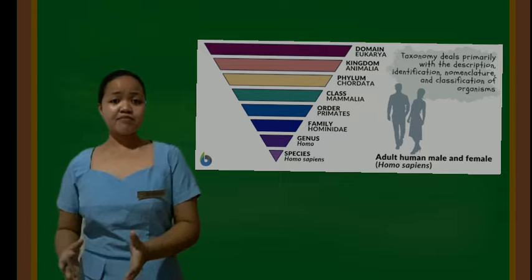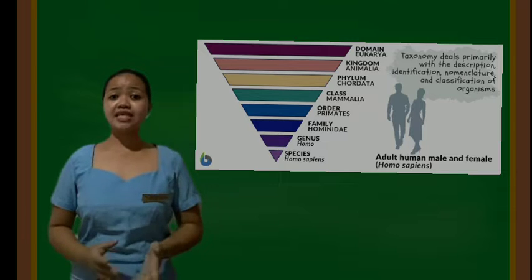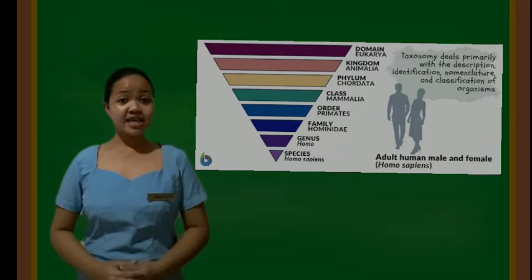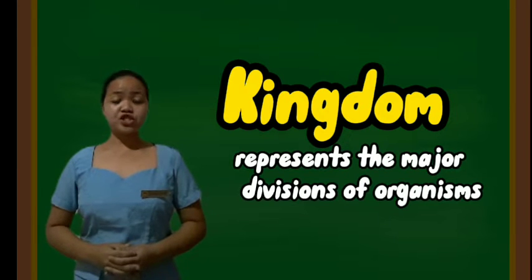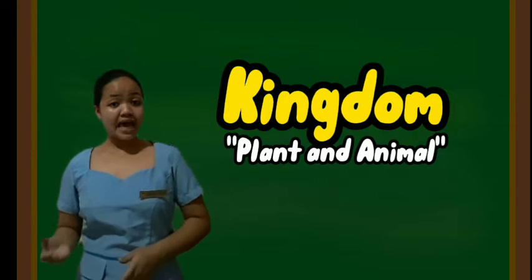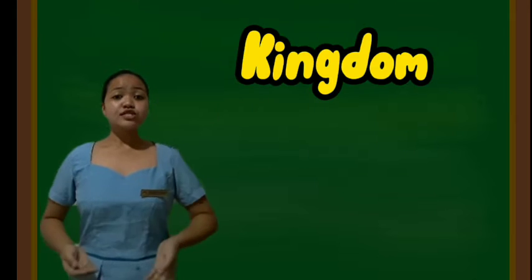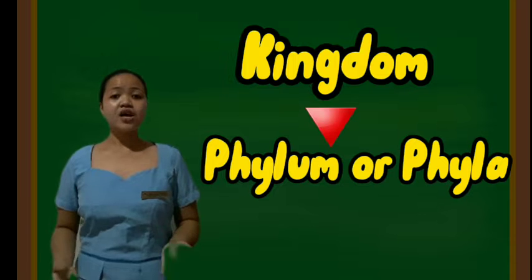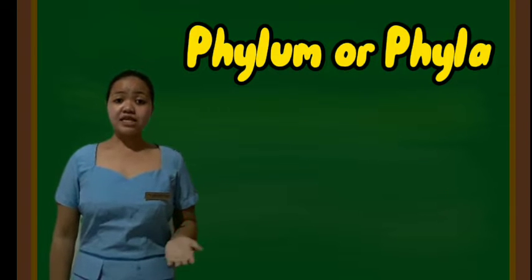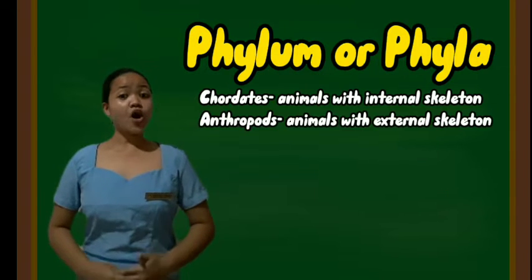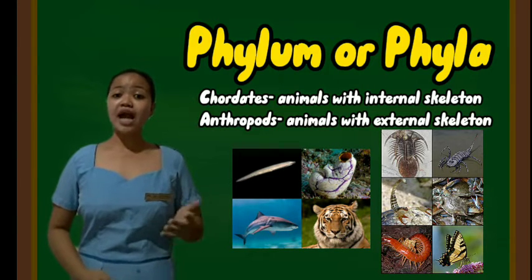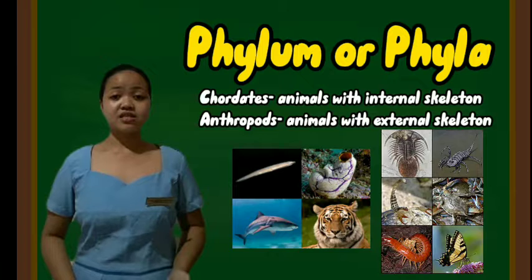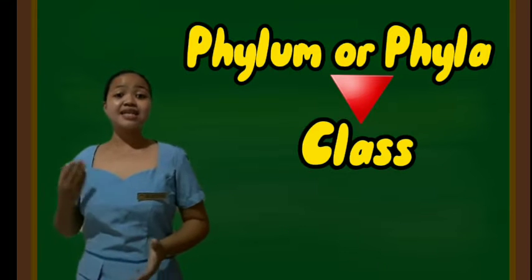The highest level of classification according to Linnaeus' taxonomy is the kingdom. The kingdom represents the major divisions of organisms like the plant and the animal kingdom. Below the kingdom is the phylum or phyla. Phyla in the animal kingdom include the chordates, which are animals with an internal skeleton, and arthropods, which are animals with an external skeleton. Under phyla is the class.